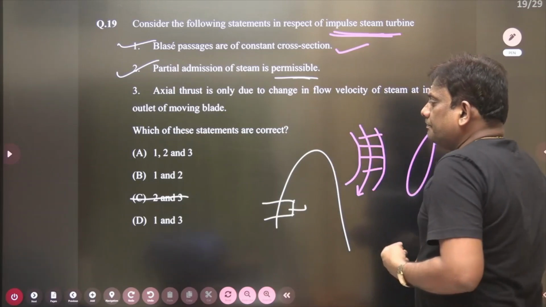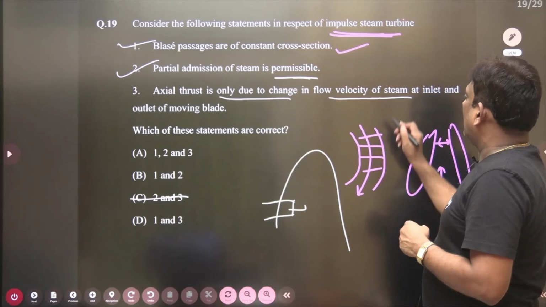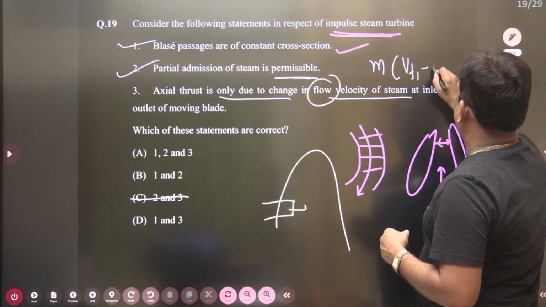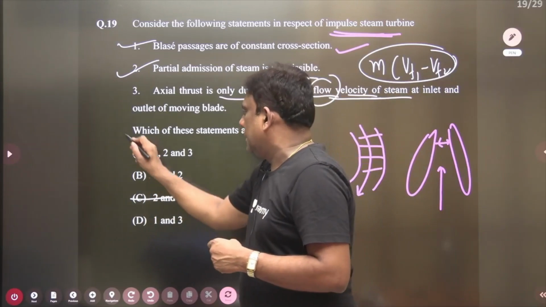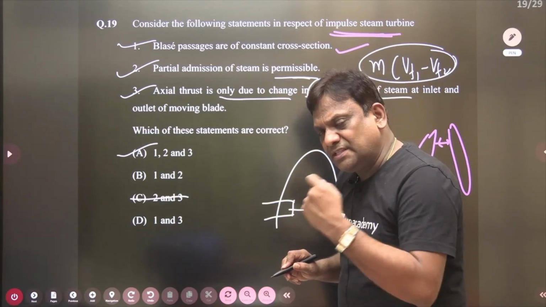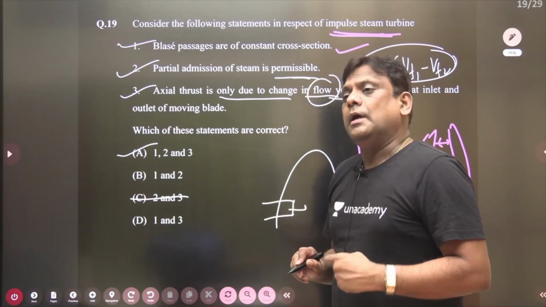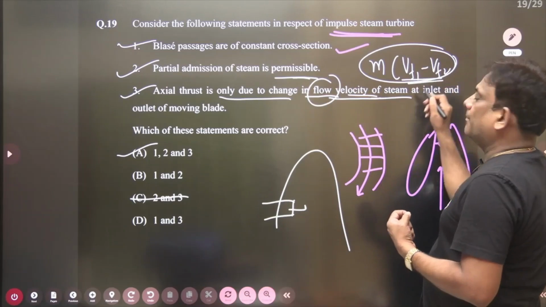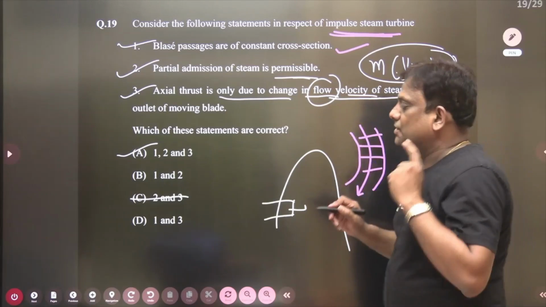Next, my dear students, axial thrust is due to change of flow velocity. The axial thrust is given by m dot into (Vf1 minus Vf2). It is due to change of flow velocity, therefore 3 is also correct. So 1, 2, 3 are correct. The axial thrust is due to the difference in flow or axial velocity. That's why, to keep the axial thrust to a minimum or to zero, generally the flow component is kept the same. When Vf1 and Vf2 are the same, you get zero axial thrust. Okay.